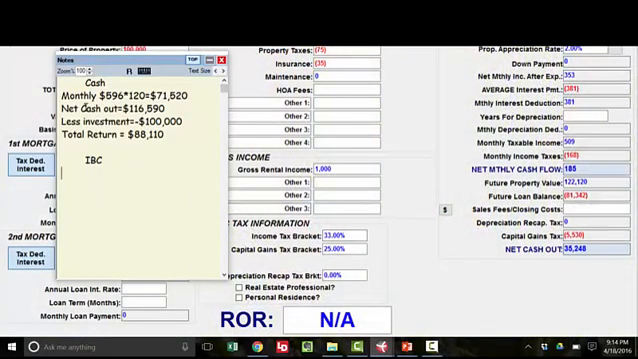So in the IBC method, our monthly cash flow went down to 185, times 120. So this is 22,200. Our net cash out is 35,248.